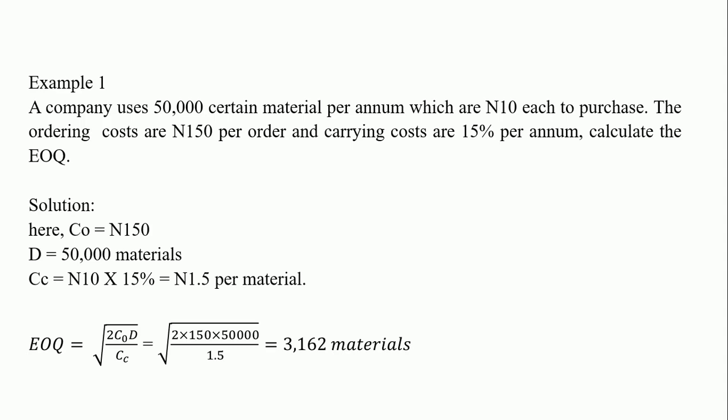Simple. So the ordering cost is given as 150 naira. The demand is 50,000 materials. The carrying cost is 15% of 10 naira. You multiply the 15% by the price each to purchase, and you have 1 naira 50 kobo. Substitute into the formula, and you have 3,162 materials.